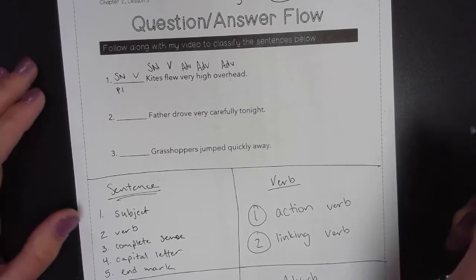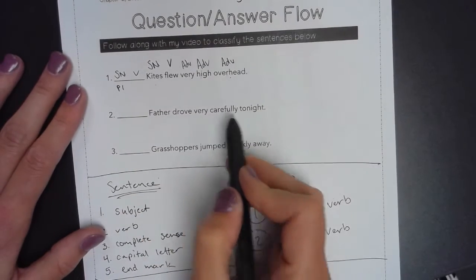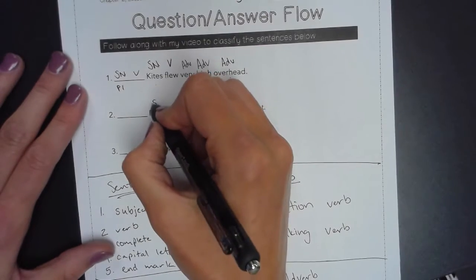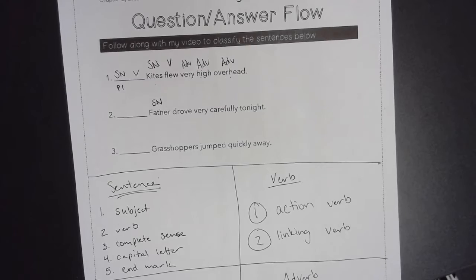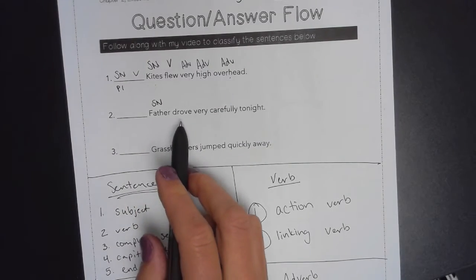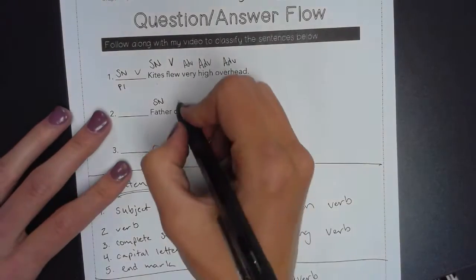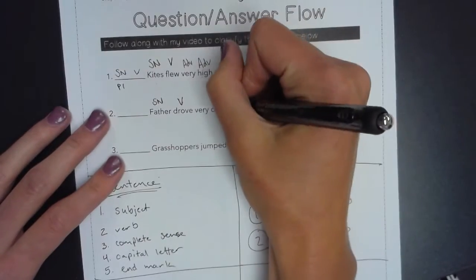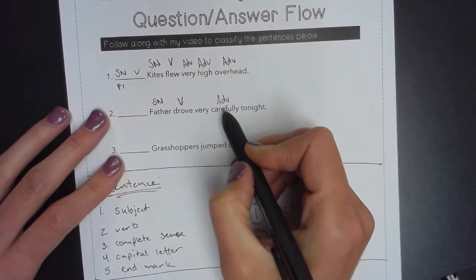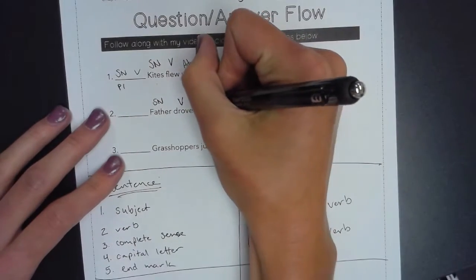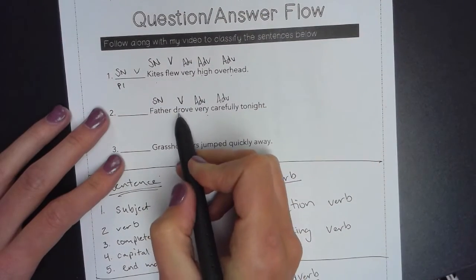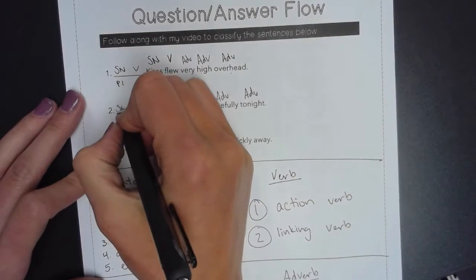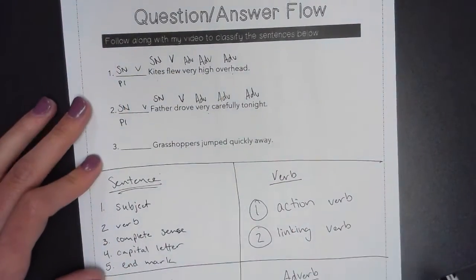Excellent. Sentence 2. Father drove very carefully tonight. Who drove very carefully tonight? Father. Subject, noun. What is being said about father? Father drove, verb. Drove how? Carefully, adverb. How carefully? Very carefully, adverb. Drove when? Tonight, adverb. Subject, noun, verb, pattern 1.